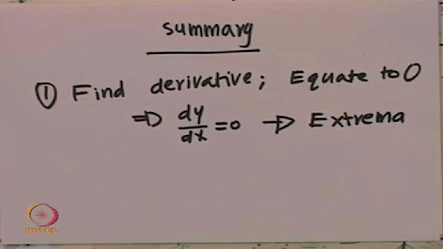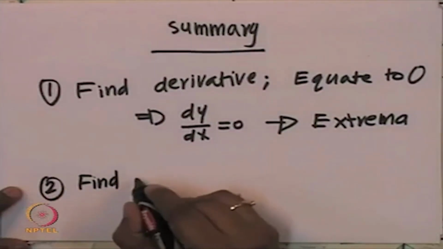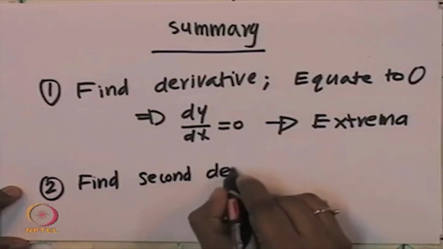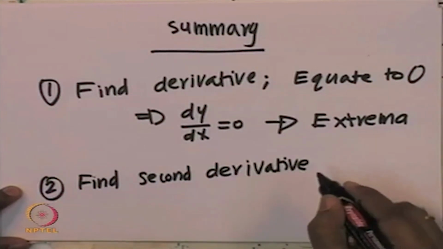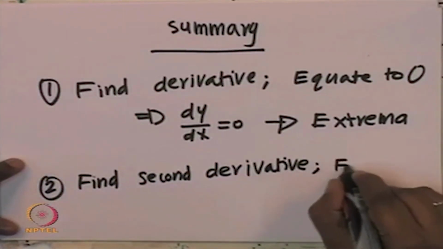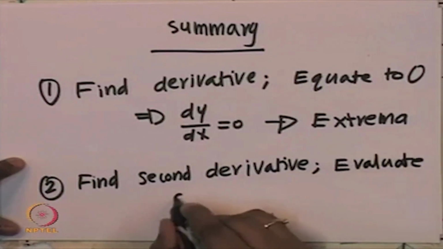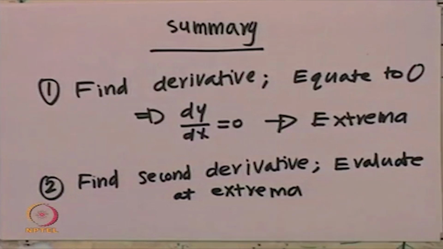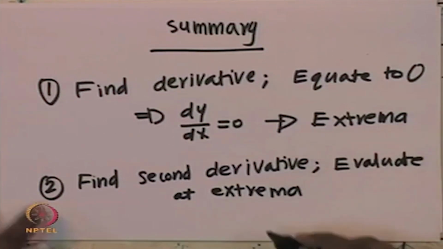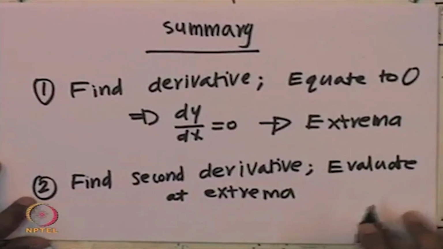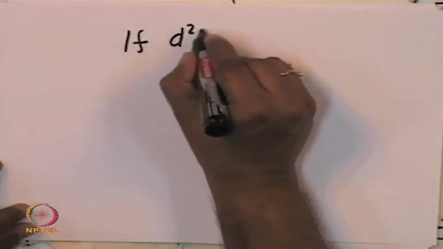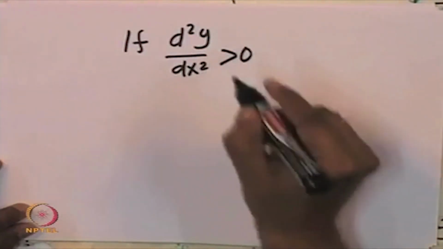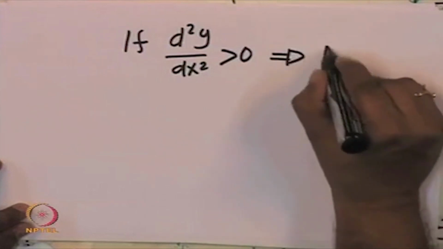Now, the second thing we learned is to find the second derivative and evaluate it at the extrema, that is, evaluate the second derivative at these points. If we evaluate at these maxima and minima, if the second derivative d square y by dx square is greater than 0, this means it is a minimum.